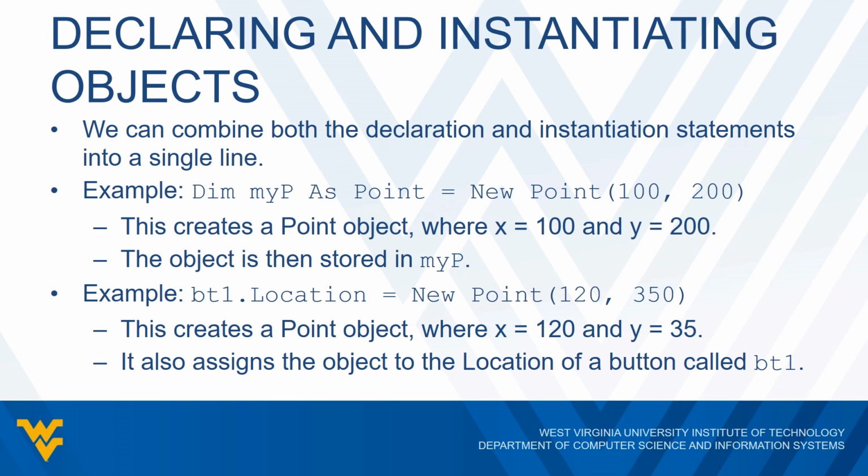So before, whenever we were dealing with the X and Y coordinates, we can do it directly in the code, or we can create a point object that would store the X and Y values, and then we would store that object in the location property itself.